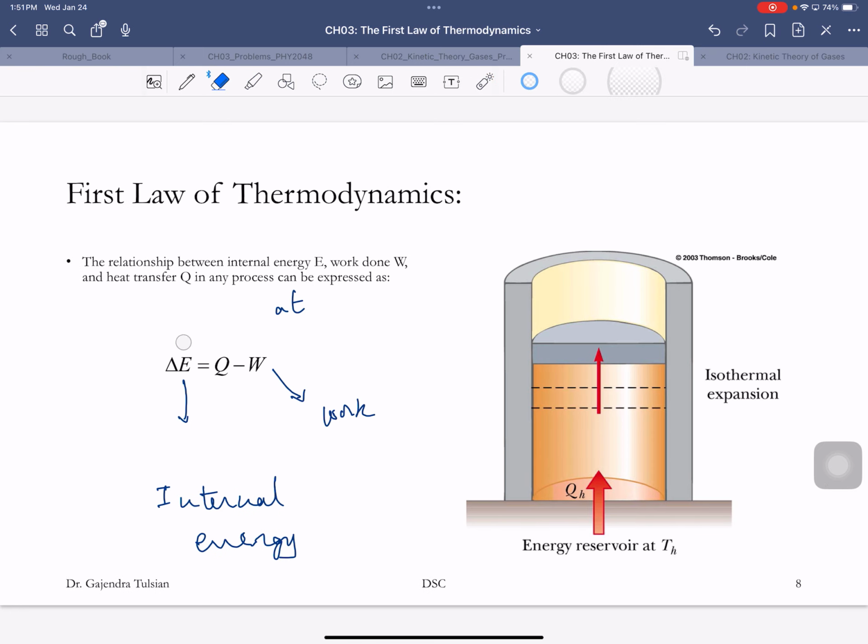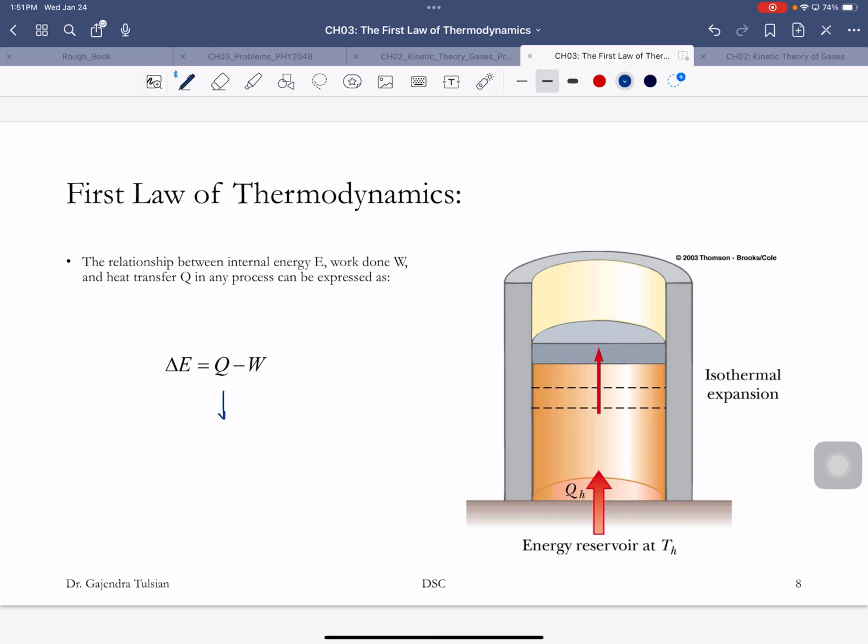Okay, so now here's the first law of thermodynamics. The first law of thermodynamics states the change in internal energy is the heat added to the system minus the work done by the system. Okay, this is path dependent, this is path dependent, and this is path independent.